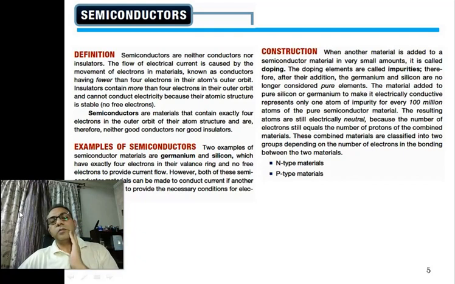Now, a semiconductor is a material which allows current to pass through it under certain circumstances or under certain conditions. Examples of semiconductors include germanium and silicon. There are a variety of other semiconductors, but germanium and silicon are the widely used materials because of their low cost, ease, and availability.